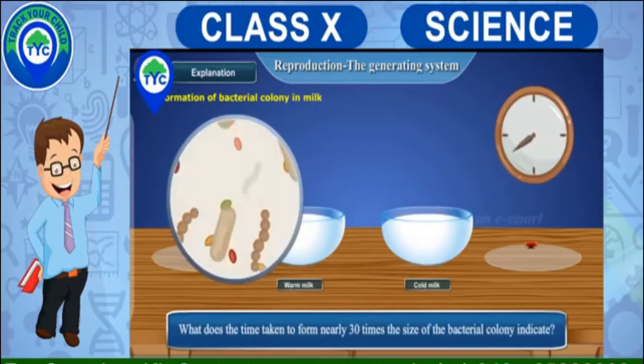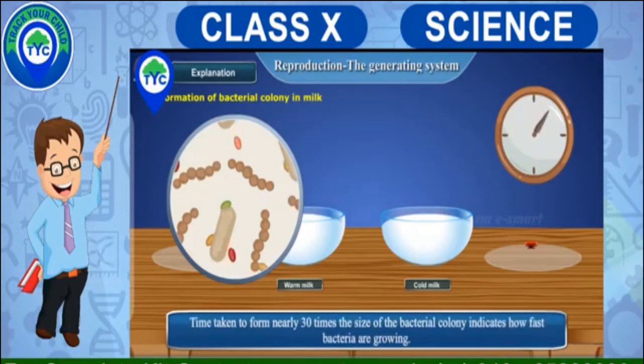What does the time taken to form nearly 30 times the size of the bacterial colony indicate? The time taken to form nearly 30 times the size of the bacterial colony indicates how fast bacteria are growing.